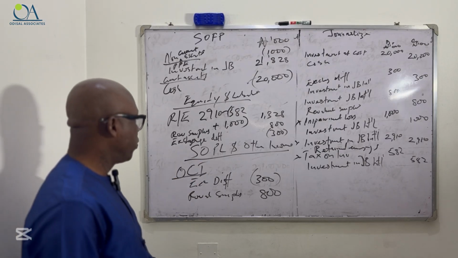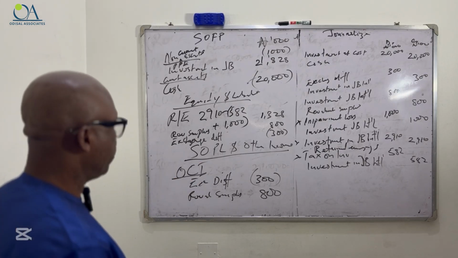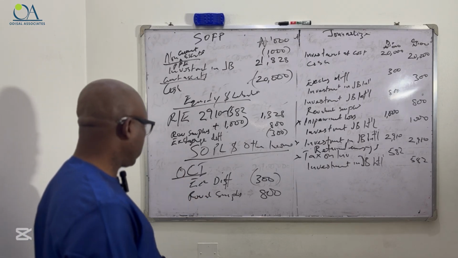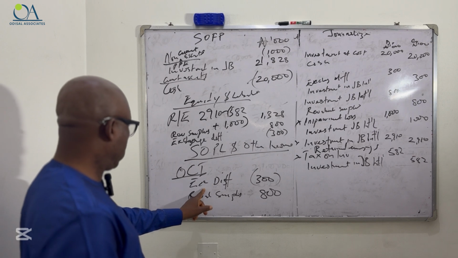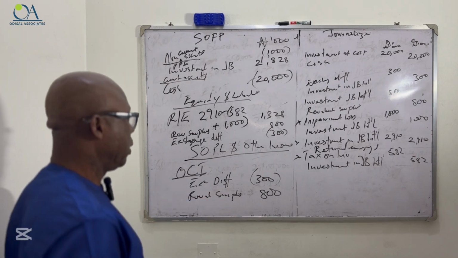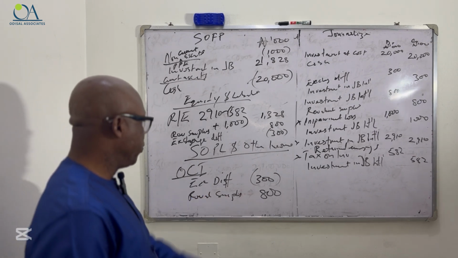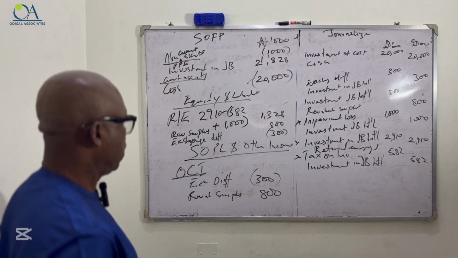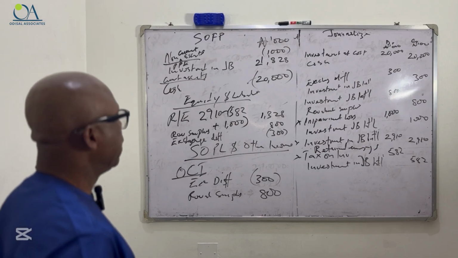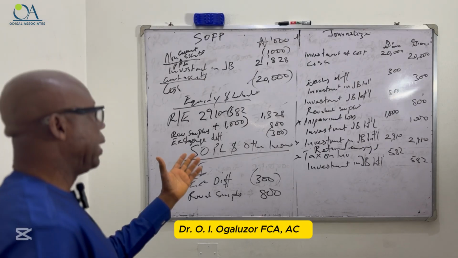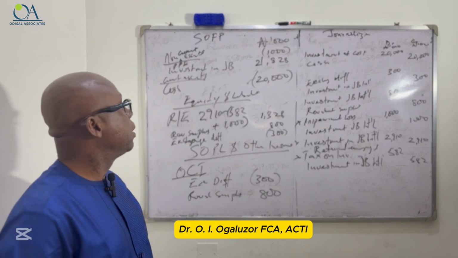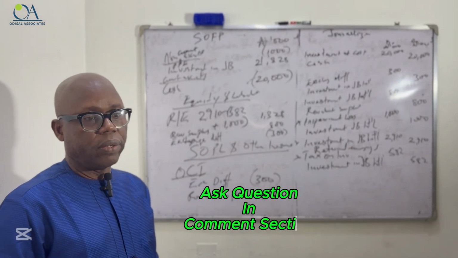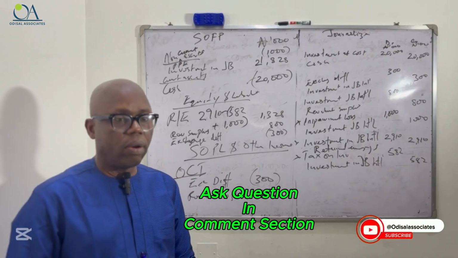Then we go to the statement of profit or loss and other comprehensive income. We go to other comprehensive income, where it's going to affect the exchange difference, negative of 300,000, and revaluation surplus of 800,000. So these are the extracts that we can get from the transactions that we have done. This is the end of question 3.